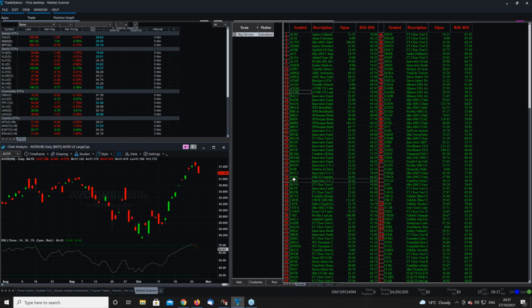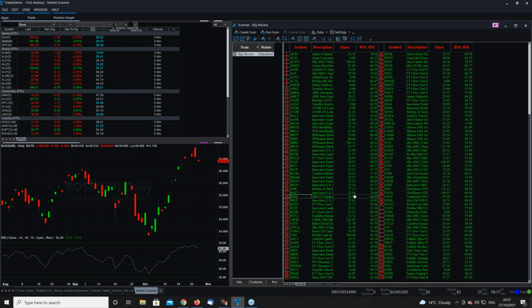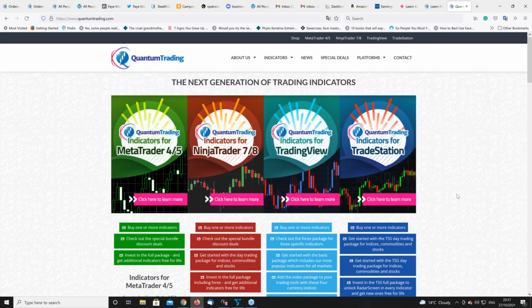This one's got whatever it is, 64. This one's got 63. And obviously that is just one simple filter. You put a lot more filters in there, and you'd actually end up with a manageable list. But I just wanted to show you it because it's a quick way on many of the platforms, and that's one of the reasons that we are developing the market analyzer to be a lot more powerful.